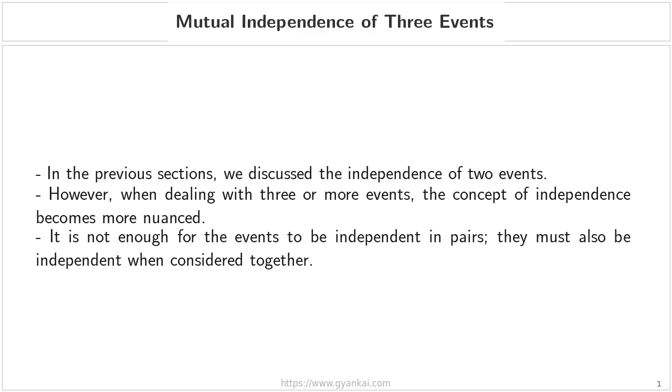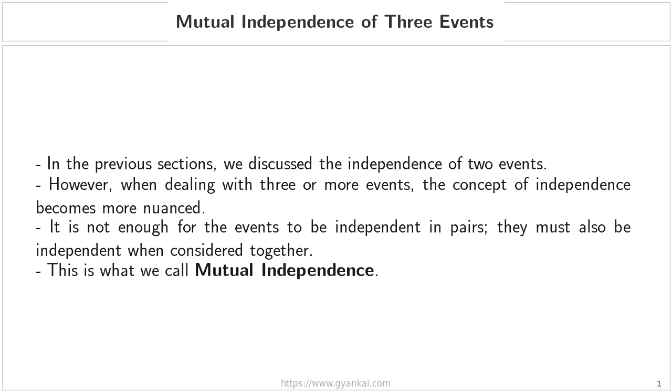You might be tempted to think that if every pair of events is independent, then the whole group is independent, but that isn't quite enough. For a group of events to be truly independent, they must not only be independent when looking at them in pairs, but they must also be independent when considered all together as a single group. This higher level of independence, which covers both the pairs and the group as a whole, is what we formally call mutual independence. In the next few slides, we are going to break down exactly what these conditions look like and how you can mathematically verify them.